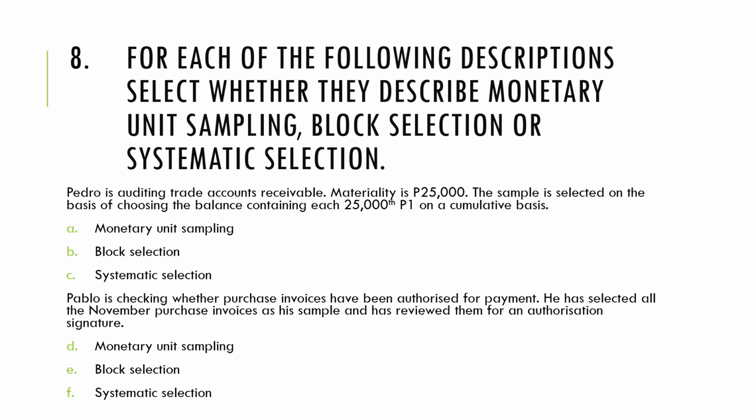So let's take a look at our illustration starting with number 1. Pedro is auditing trade accounts receivable. Materiality is 25,000.